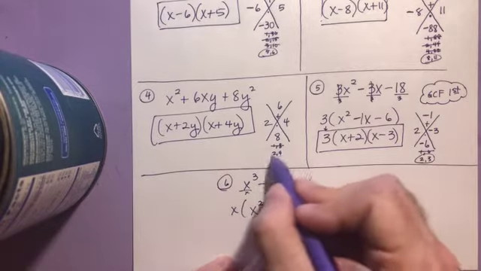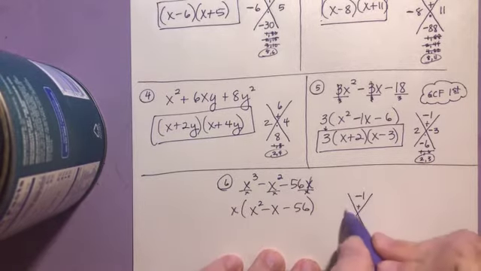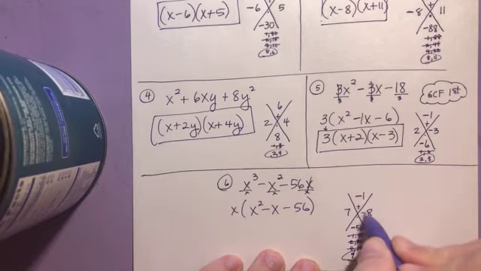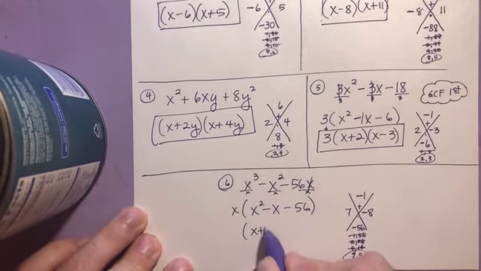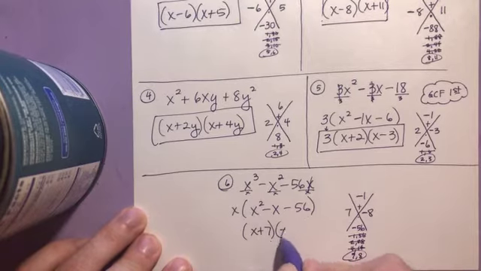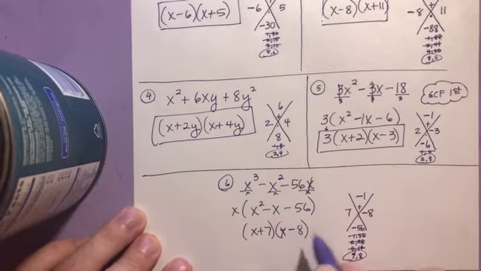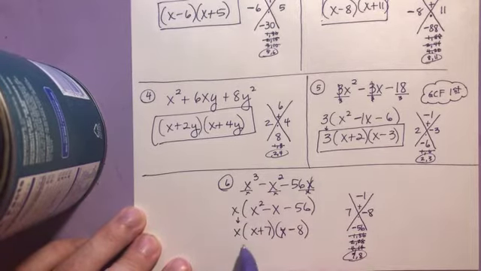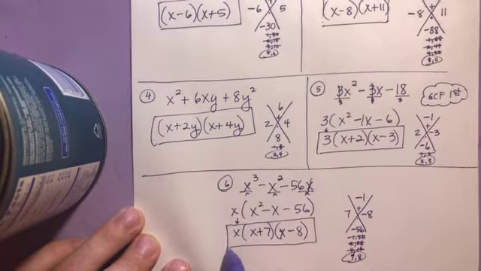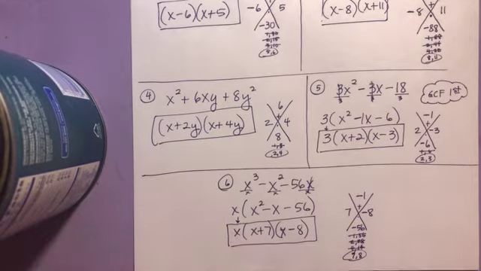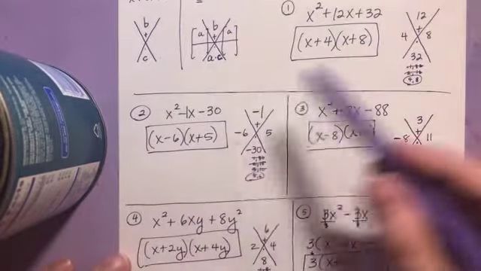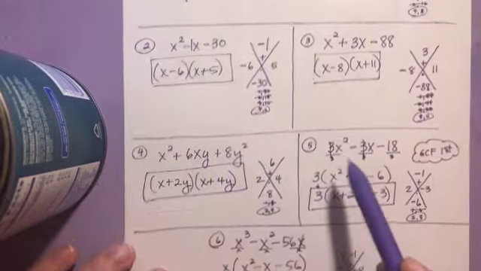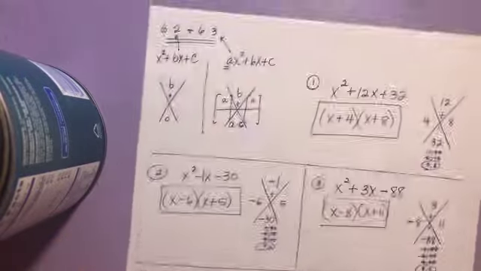Ooh, let me just circle those because I wanted to. Okay, so 7 and 8. Larger number keeps the sign, so it should be negative 8. So this becomes x plus 7 and x minus 8. And then bring down your x, and you're all done with number 6. Okay? All right, so x method. If there's a number in front, always check for GCF first.